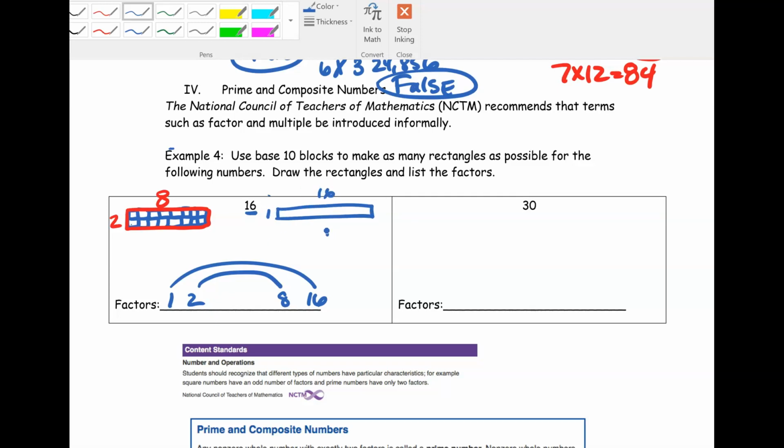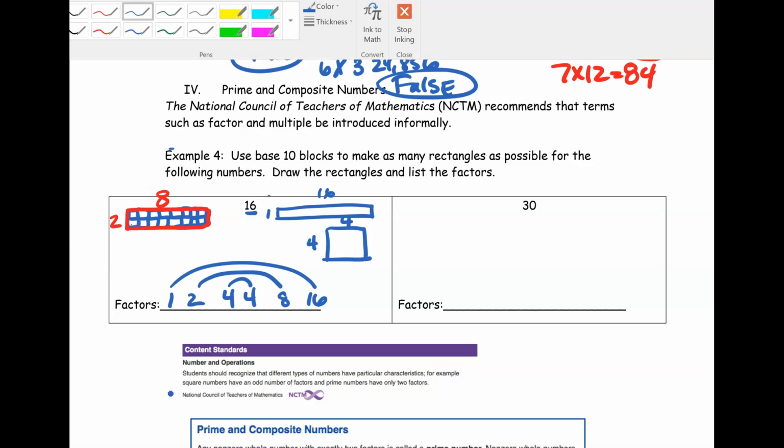Our other factors would be a 4 by 4. Now notice a 4 by 4, this is a square. So anytime you have a square number like 16, which means a square number is a number that has a perfect square root to it, you're going to get square factors. So those would be the factors for 16.